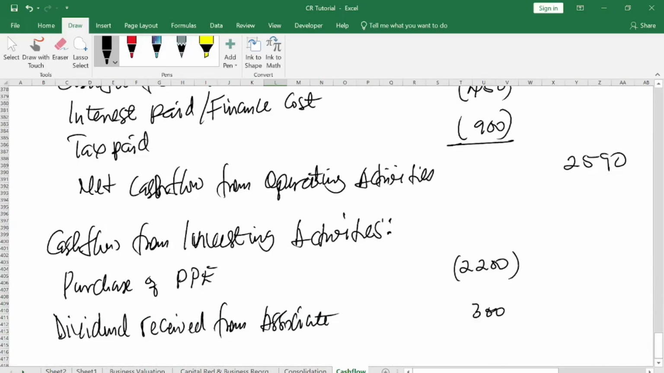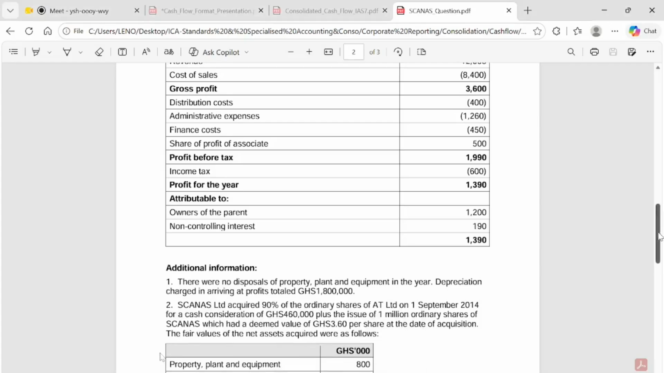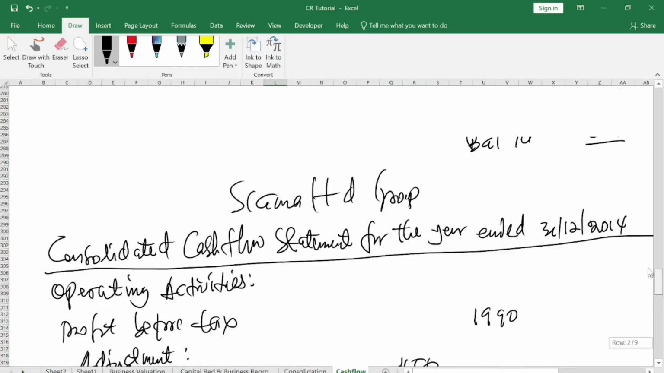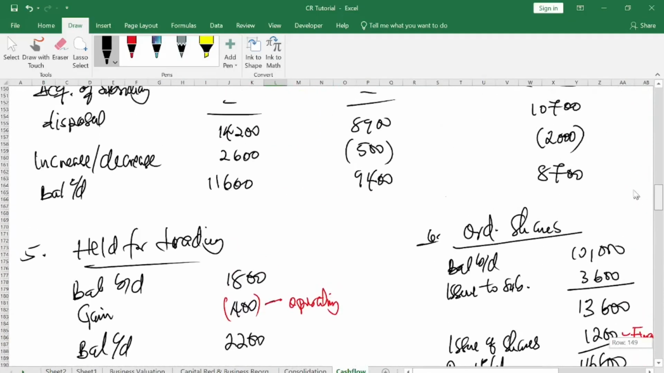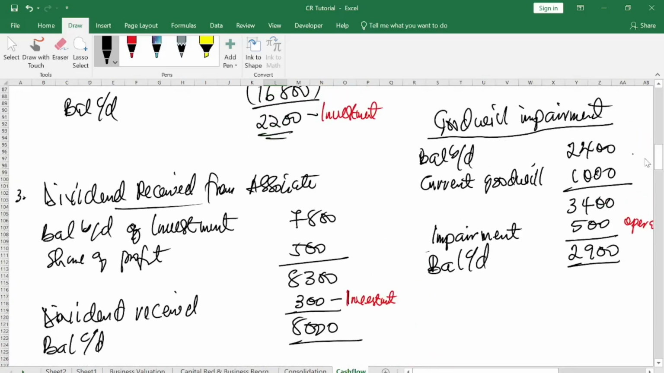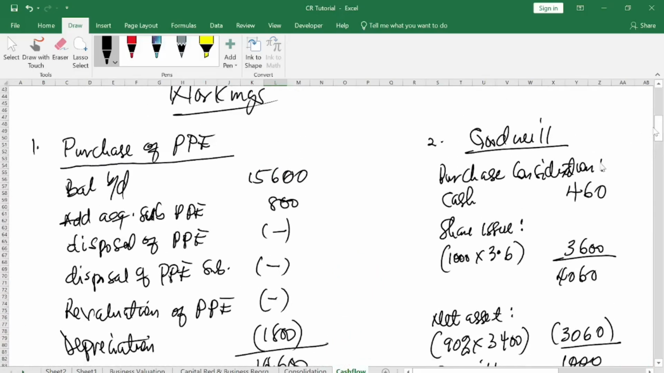Now watch here. Have you seen the subsidiary has cash? How much cash does it have? 200. Okay, so how much did we acquire the subsidiary for in cash? Look at the acquisition, the purchase consideration. Have you seen that we acquired the company in cash and in shares? So with this cash, we paid for the company 460.